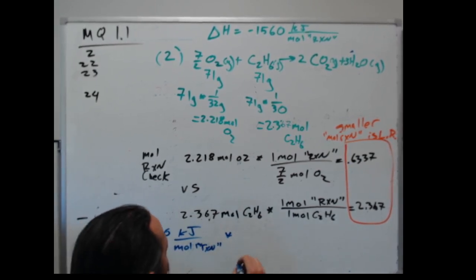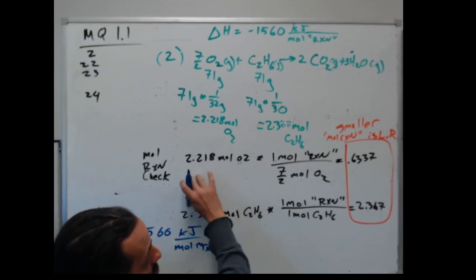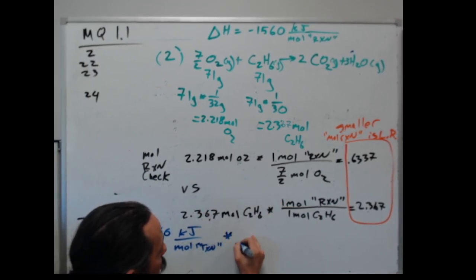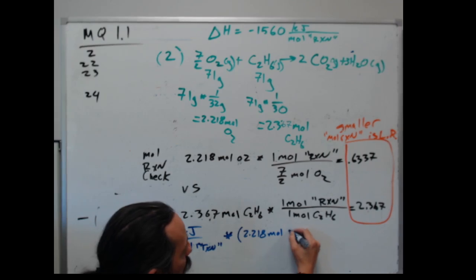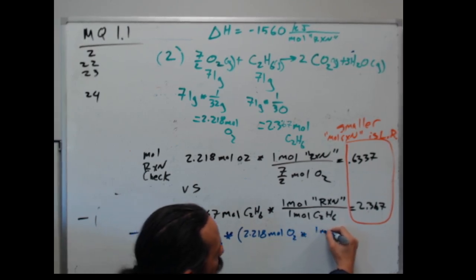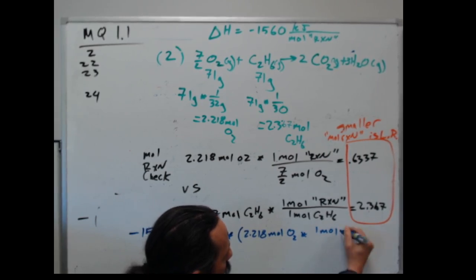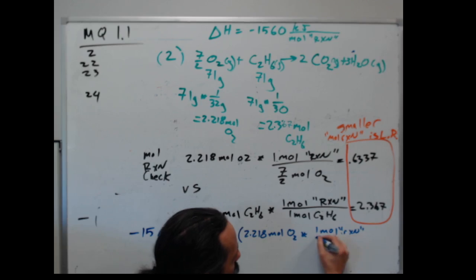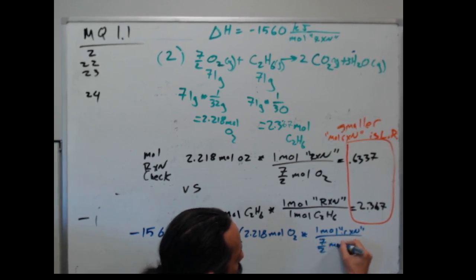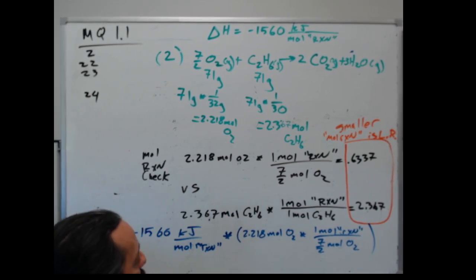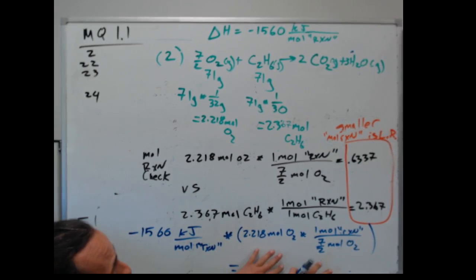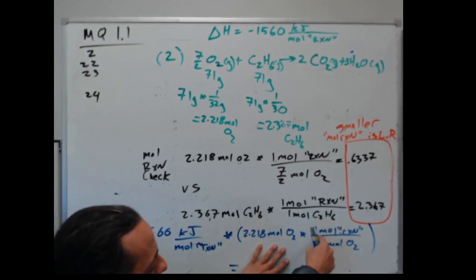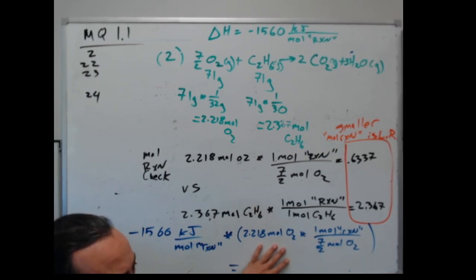times, and I'm going to write this whole step out here, just for fun. The 2.218 moles O2 times the 1 mole reaction for 7/2 moles O2. The reason I wrote it out like this was to show you how we could have done it 2 different ways. Here, I'm converting the moles of O2 to moles of reaction by dividing by 7/2.